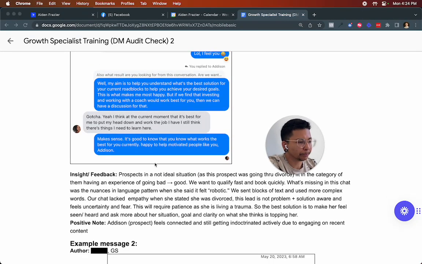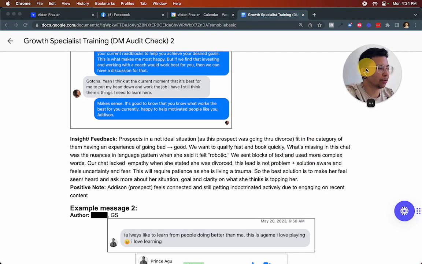So anyway, in this conversation, the prospect, as I stated previously, had shared earlier in the conversation that she was going through a divorce, unfortunately. So that puts her in the category of going from a bad situation to a good situation. She did indicate that she has a paying job, but it's not quite the thing that she wants to pursue. So again, these are things that I've identified by actually going through the entire conversation.